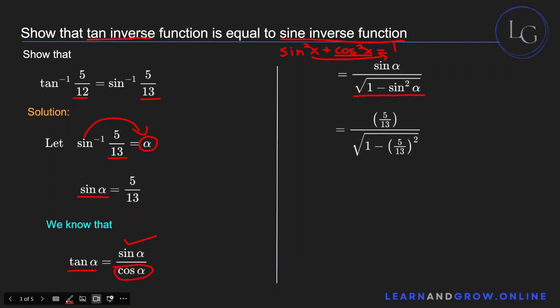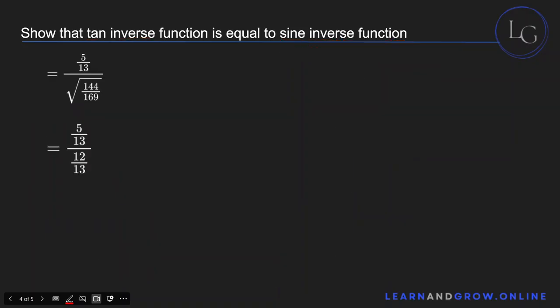Now, replace the sine alpha values in this expression, right? So we already know that sine of alpha is equal to 5 by 13. So this in the numerator becomes 5 by 13, and this sine square alpha becomes 5 by 13 whole square. So now do all the calculations, and you eventually end up with 5 by 12. So tangent of alpha, right, is equal to 5 by 12.